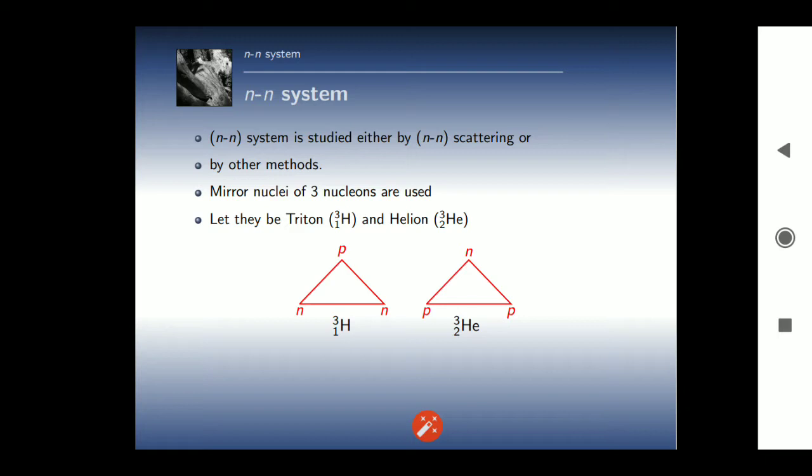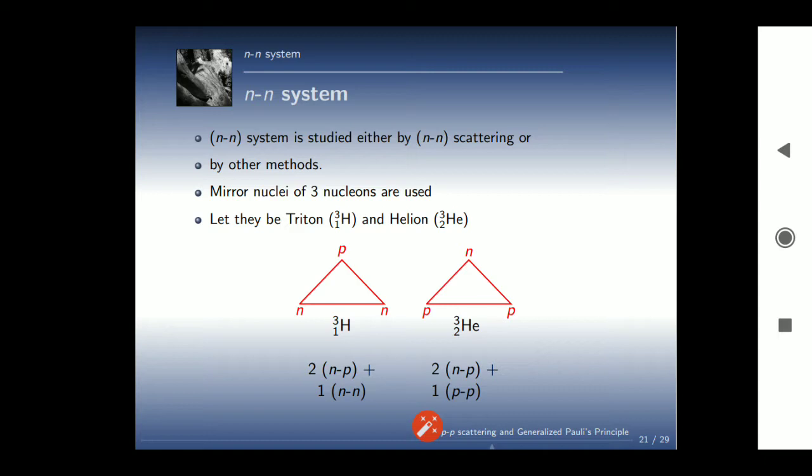If you observe these figures carefully, you can notice that both of these systems contain 2 NP bonds, and 1 NN bond in the case of H3 and 1 PP bond in the case of helium 3. Those are denoted just below these two diagrams. So this has 3 bonds: 2 NP bonds and an extra bond, 1 NN bond in H3, 1 PP bond in helium 3.